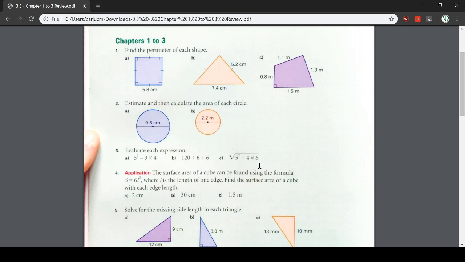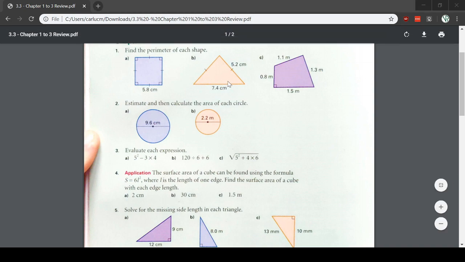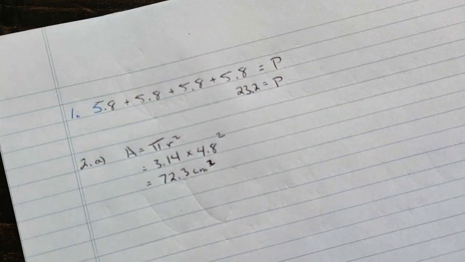In part 4, just a little work with using a formula. S equals 6L squared, and we find the surface area of a cube with each of these varying lengths. So we just substitute in 2, 30, and 1.5 for the L. So you'd have 6 times 2 squared, 6 times 30 squared, and 6 times 1.5 squared. And so we'll do a quick little example with that one there. So that's number 4.